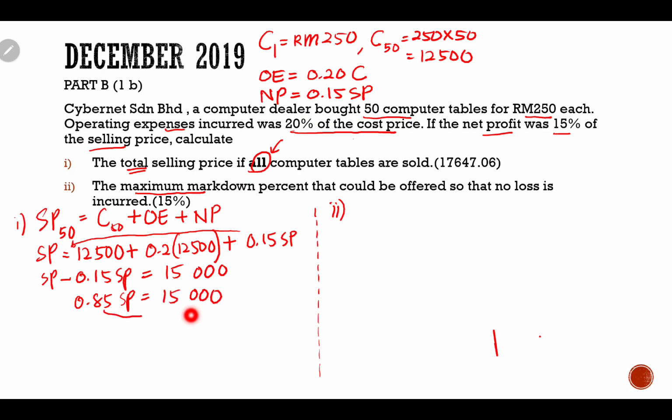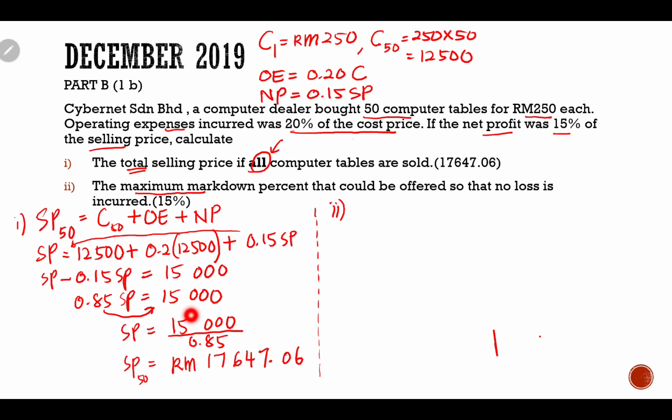Then we may solve for the selling price by dividing by 0.85. So 15,000 ringgit divided by 0.85, you will have a total selling price for 50 computers of RM17,647 and 6 cents. Now that settles question number 1.